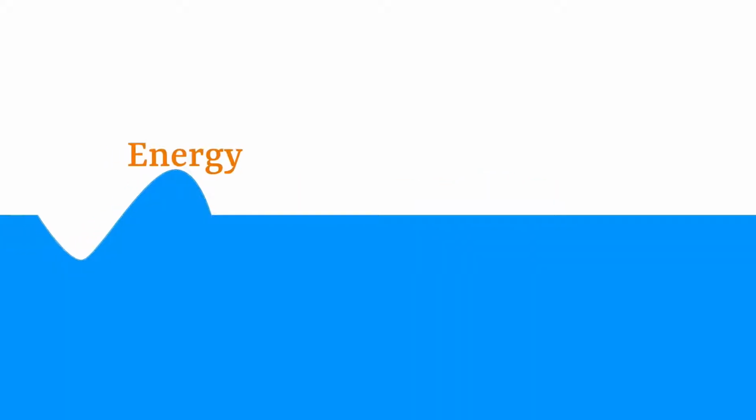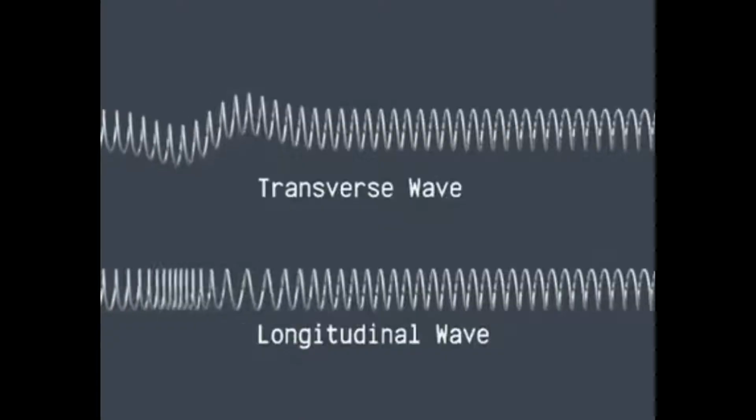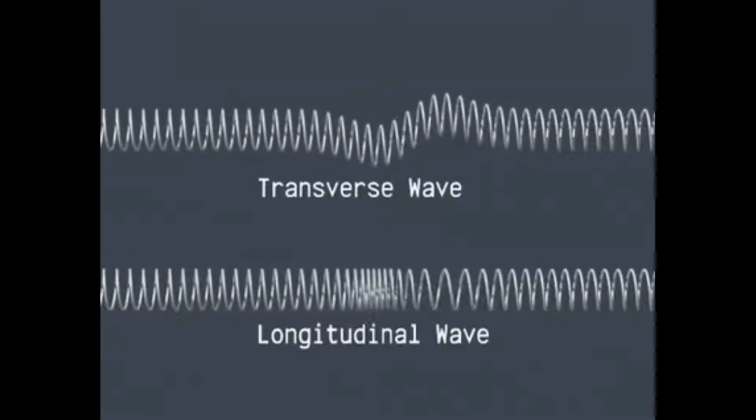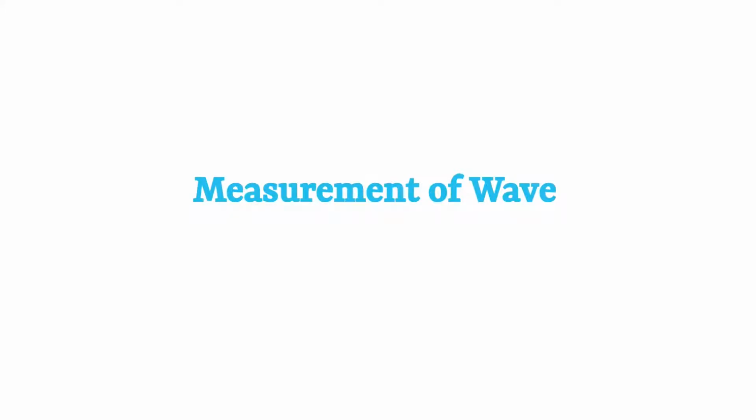In the part 1 video, we have seen that waves are energy in traveling form. We have also observed that waves can be transverse or longitudinal. In this video, we will learn how to measure a wave by measuring various parameters related to it.